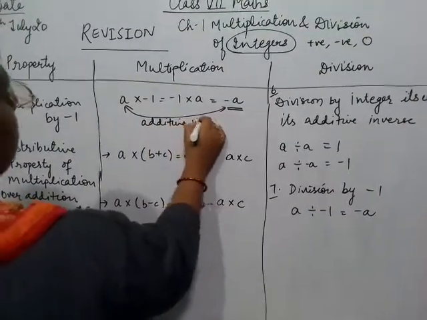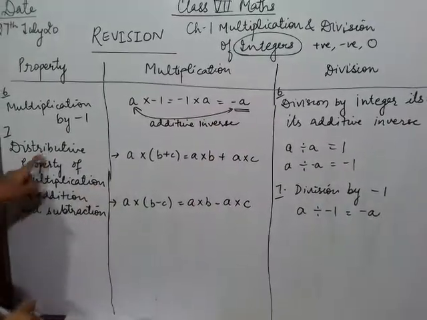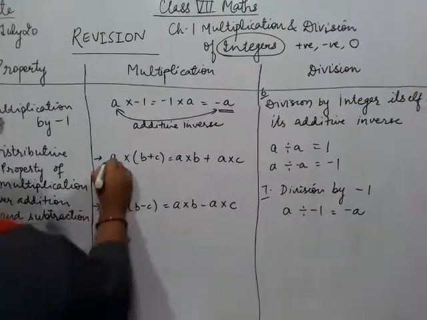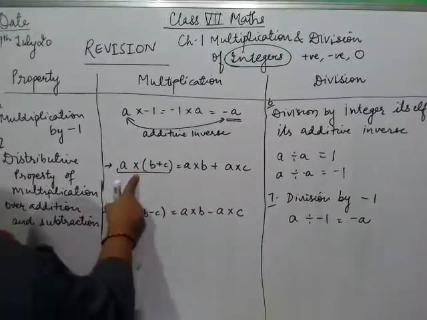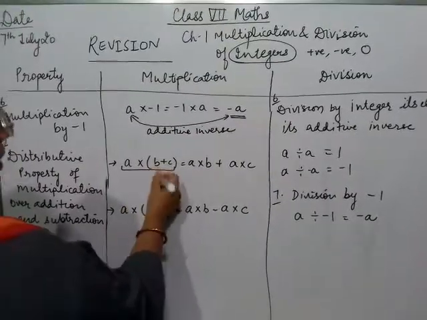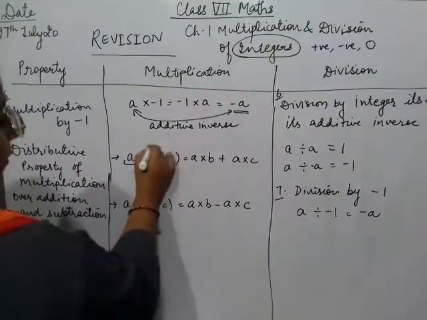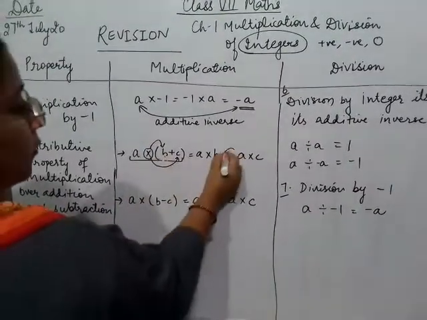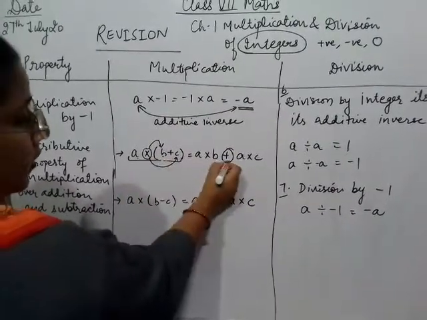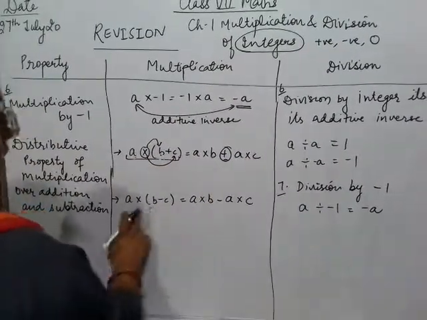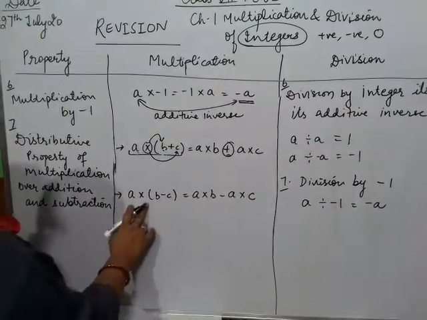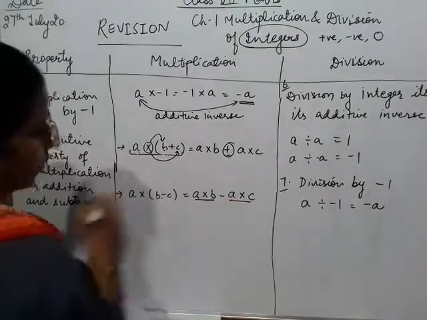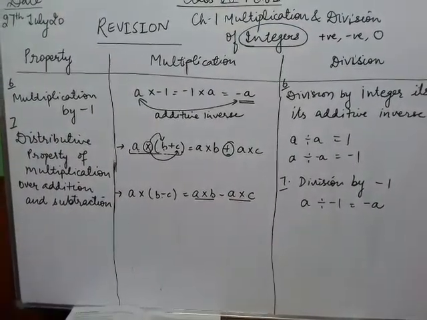Additive inverse. Okay. Now the distributive property of multiplication over addition and subtraction, which says that if we have an expression where a is multiplied by the sum of b and c, then it can be expressed as a into b plus a into c, since the multiplication sign applies to b as well as c both, and then the products are added. Similarly, for subtraction, a into b minus a into c. Okay, this is called the distributive property.